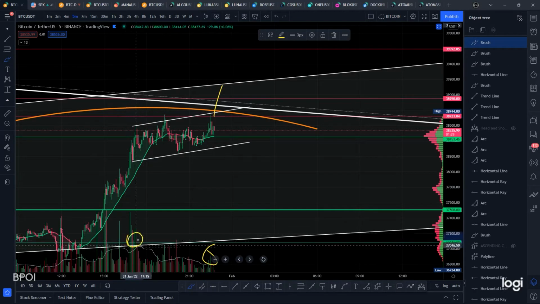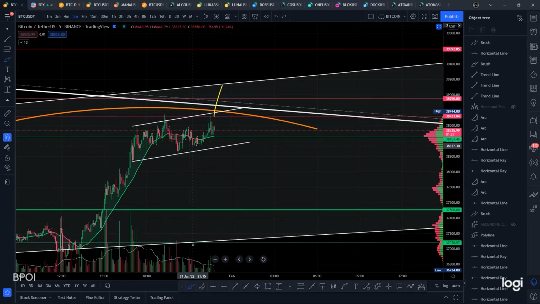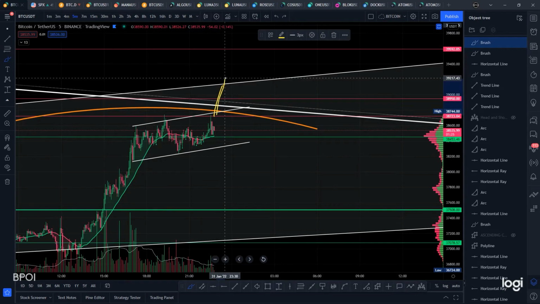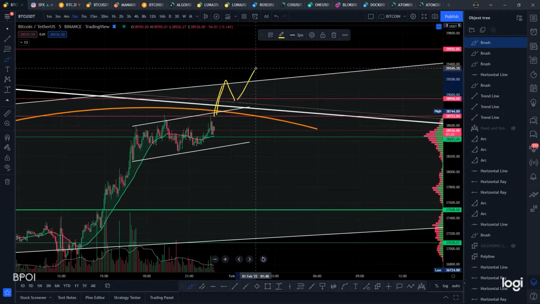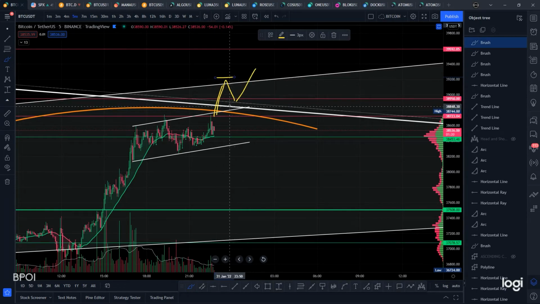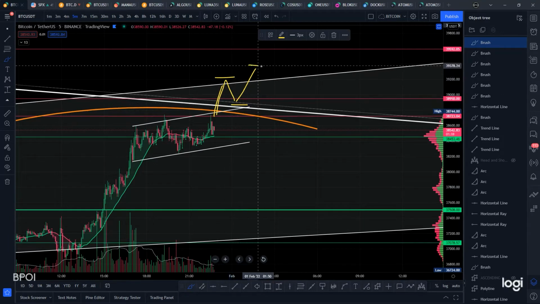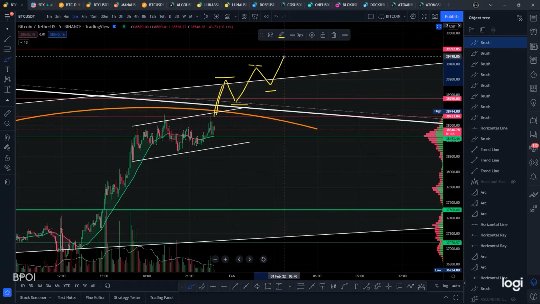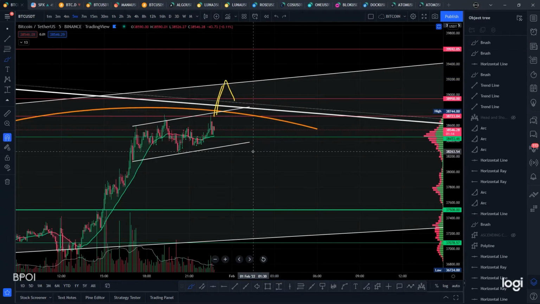We're looking for volume like we've seen here. If we can get the volume, are we going to break out, retest, and then start to move higher and put in these higher highs and higher lows? I don't know which way it's going to go at the moment.